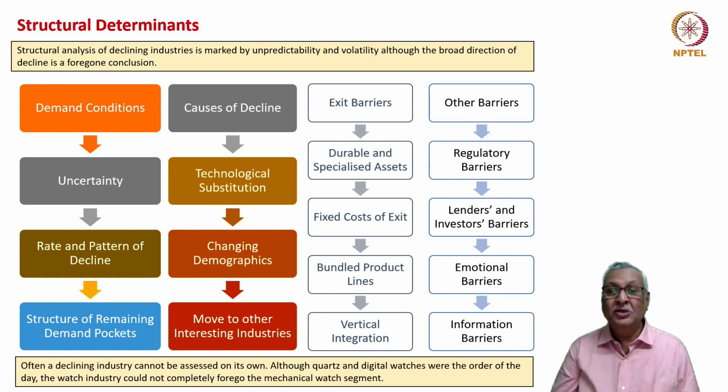We have exit barriers in a declining industry, such as durable and specialized assets which cannot be sold to anyone else, fixed costs of exit, bundled product lines, and vertical integration. There are other barriers such as regulatory barriers, lenders and investors barriers. They don't want any company or any founder to exit. They would like all their obligations to be fulfilled before such exit takes place.